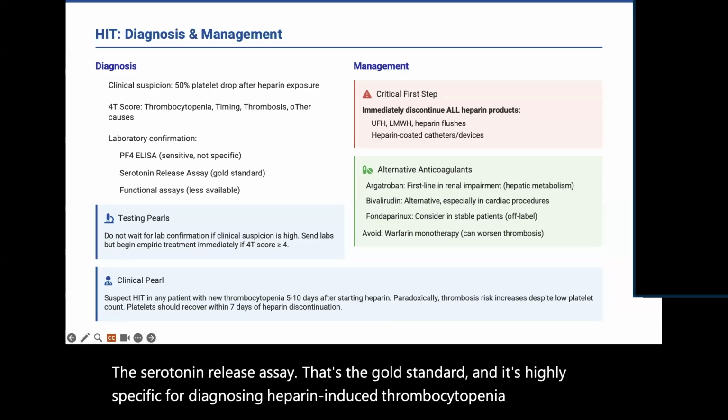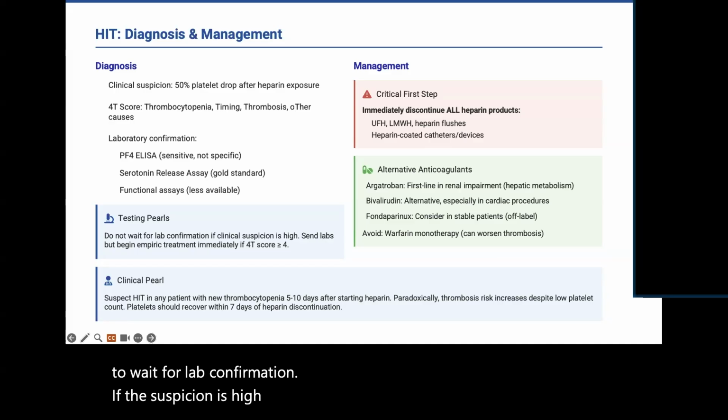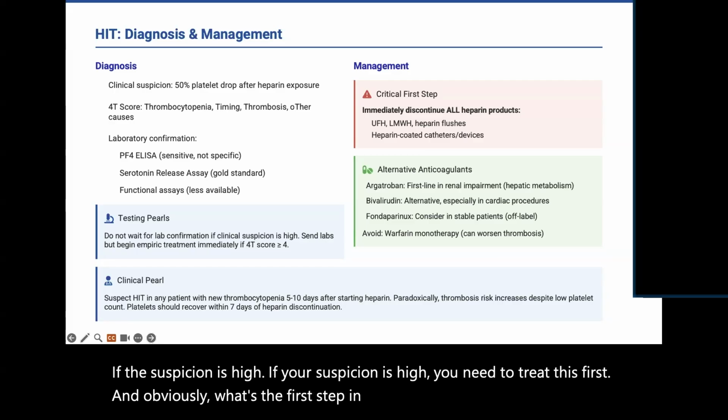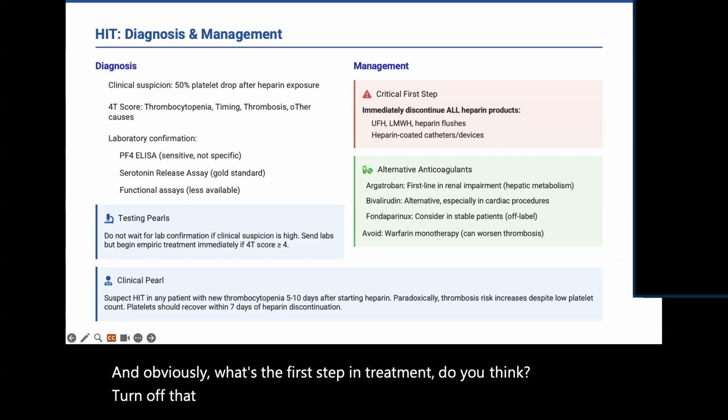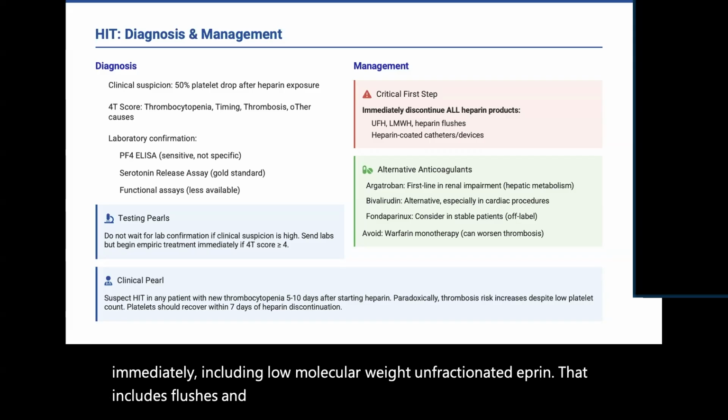Also, you do not want to wait for lab confirmation if the suspicion is high. If your suspicion is high, you need to treat this first. And obviously, what's the first step in treatment, do you think? Turn off that heparin. Stop flushing the line with heparin. Stop all heparin immediately, including low molecular weight and unfractionated heparin. That includes flushes, and pull any heparin lines.